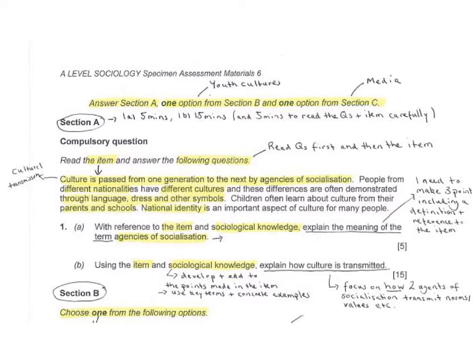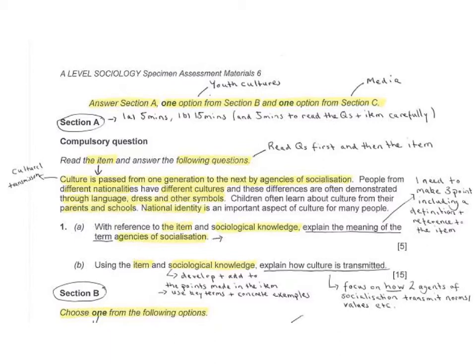So this question is asking you to explain how culture is transmitted. If the examiner talks about the transmission of culture, what they really want you to talk about is socialization. And a good way of answering this particular question would be to focus on how 2 agents of socialization transmit norms, values, roles, other aspects of culture. So for example, you could use the 2 examples that are given in the item, parents and schools, as your examples of agencies of socialization.